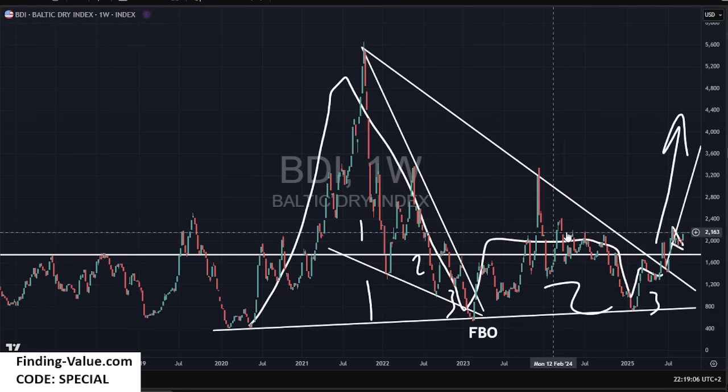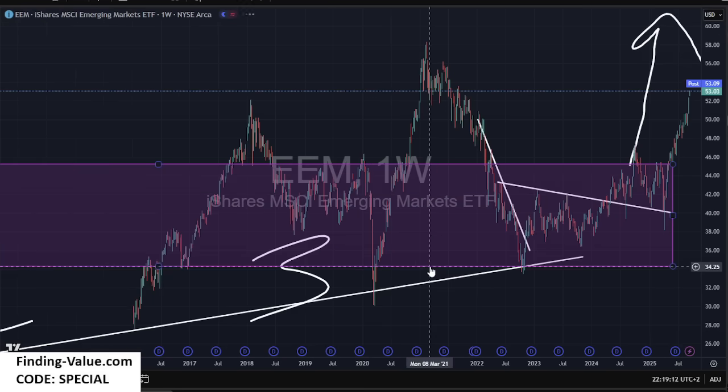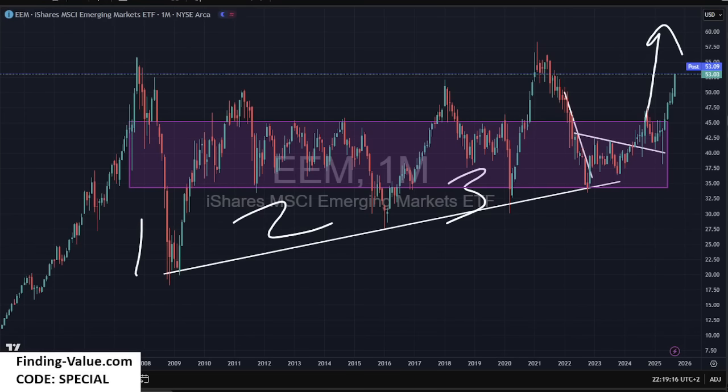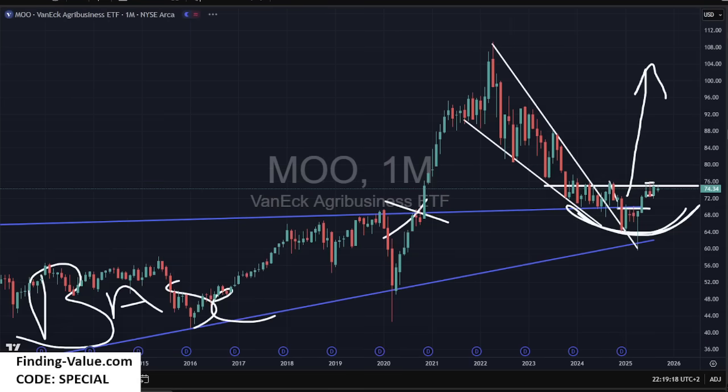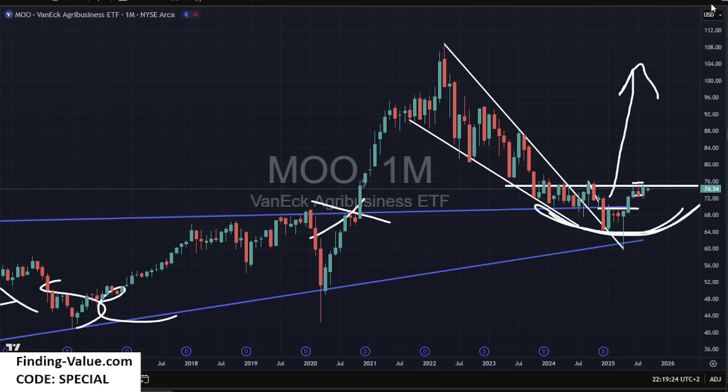This is a big pattern here. The 1, 2, 3 hump consolidation, and we've had a breakout. So that looks good. Emerging markets is up 0.74, likes the weaker dollar. It is ripping. MOO is up 0.4% or so, and we are still underneath that strong resistance. We will get above it, and we will rip.